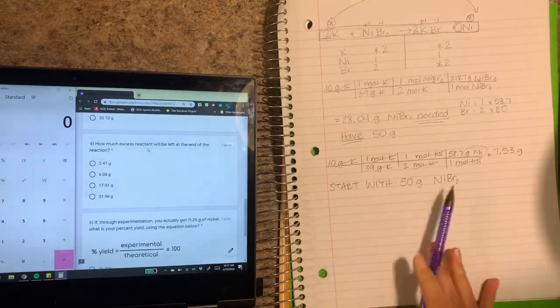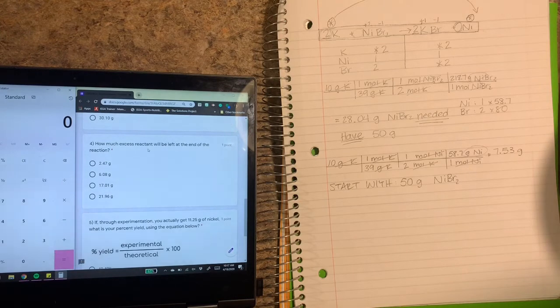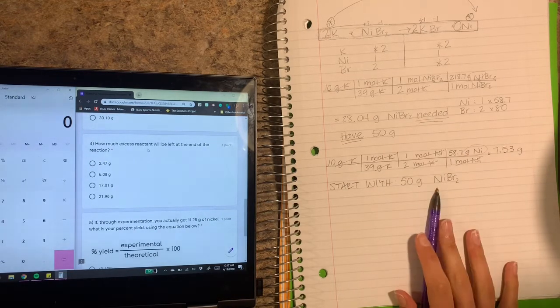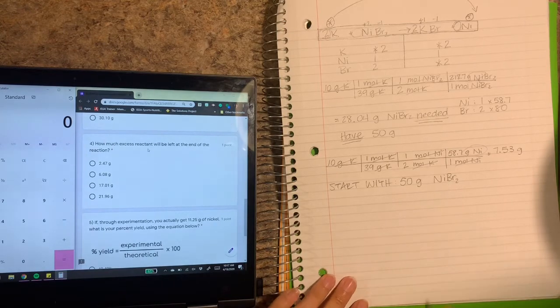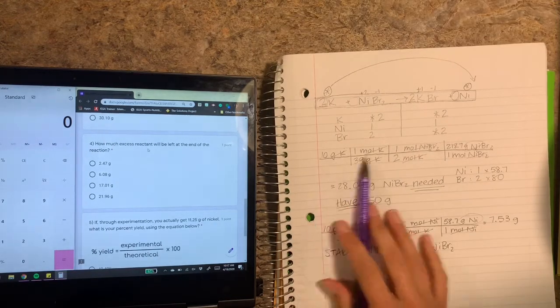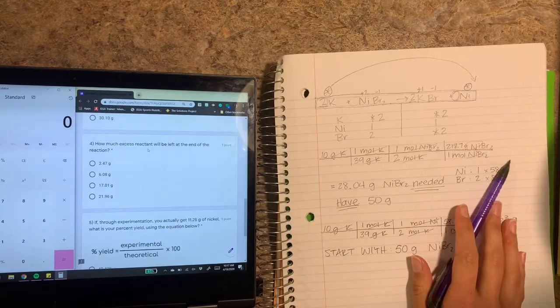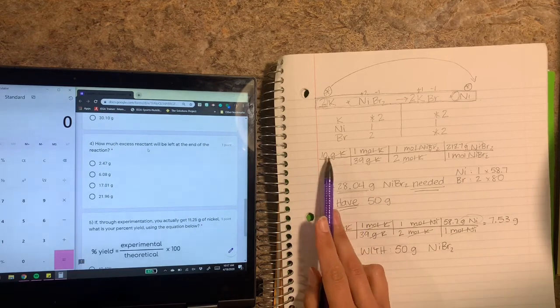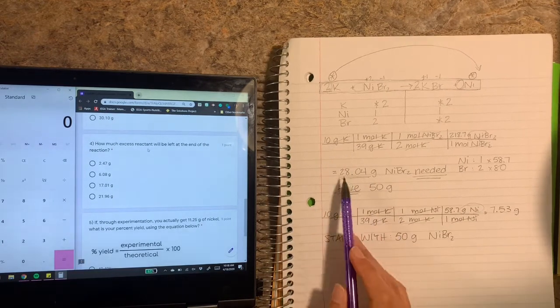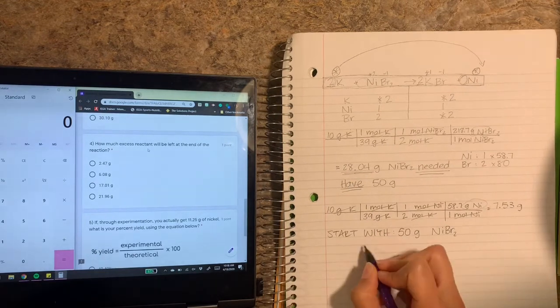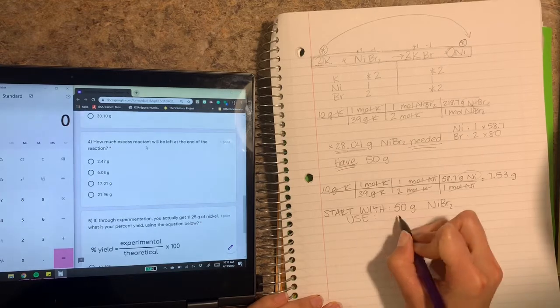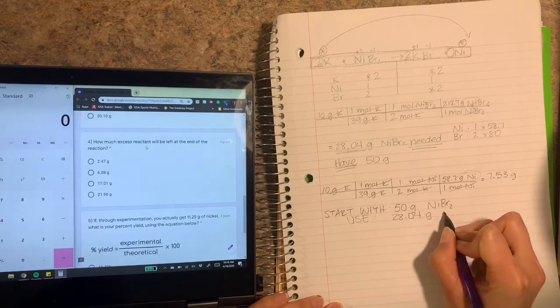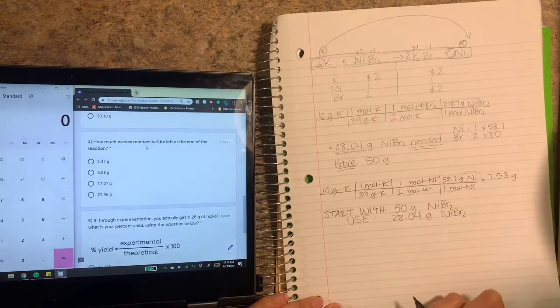Okay? To figure out how much nickel bromide was used in the reaction, we would have to go through reaction stoich, starting with the limiting reactant and going to find how much of this nickel bromide would be used. You guys are very lucky because we already did that work up here, right? To find the limiting reactant, we found how much nickel bromide was going to be used to react all of this potassium to nothing. So we already found out that there was 28, so we are going to use 28.04 grams of that nickel bromide in the reaction.